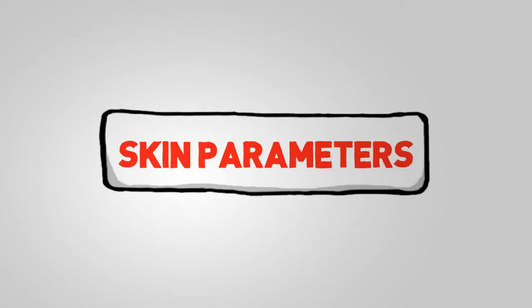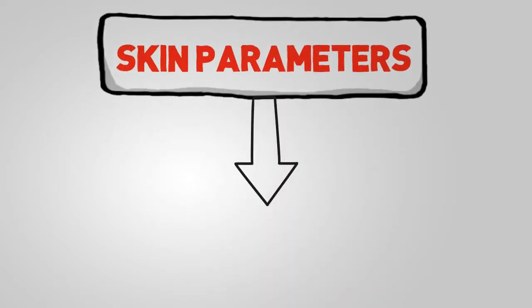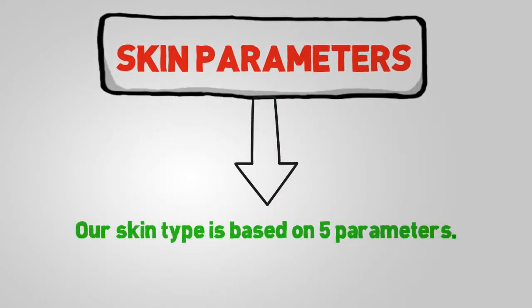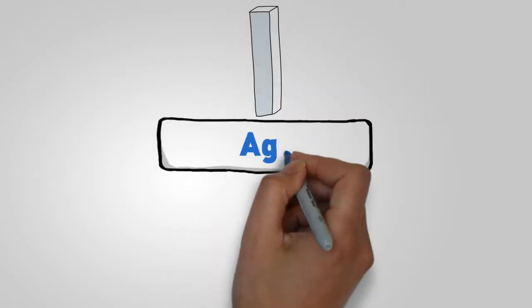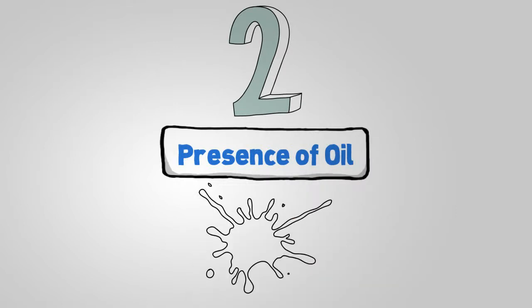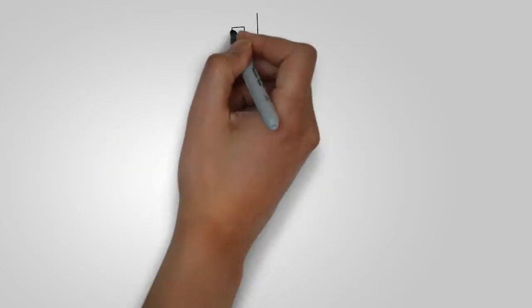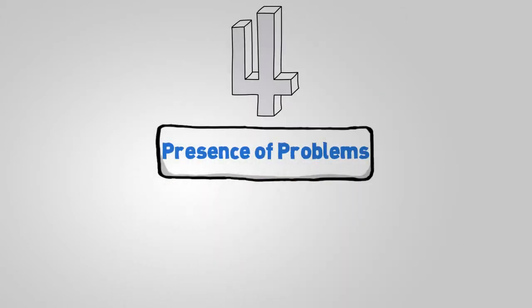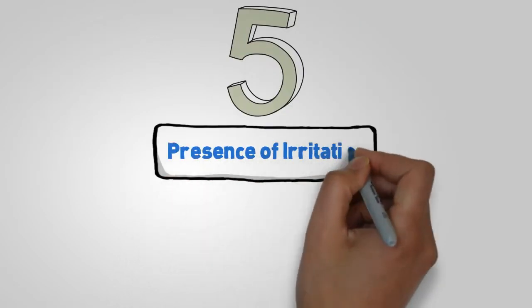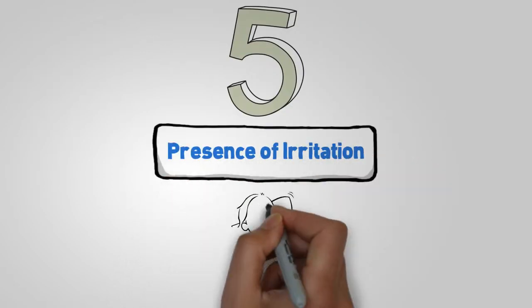1. Skin parameters. Our skin type is based on 5 parameters. 1. Age. 2. Presence of oil. 3. Presence of moisture. 4. Presence of problems, i.e., acne-related phenomena. 5. Presence of irritation or sensitivity.